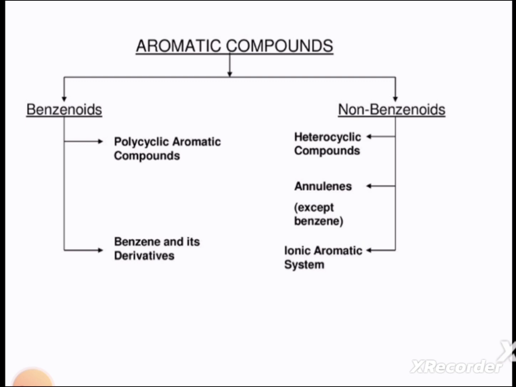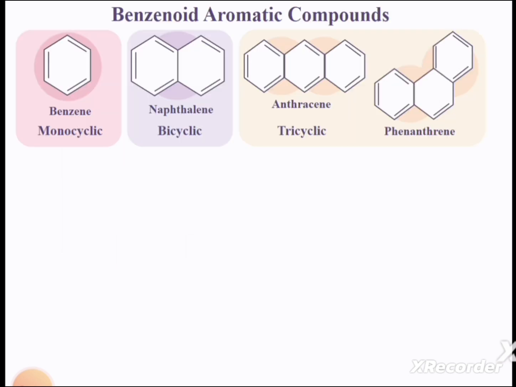Let us discuss all types of aromatic compounds one by one. First, benzenoid aromatic compounds. Benzene is a monocyclic benzenoid aromatic compound. Here are naphthalene, anthracene and phenanthrene. Let us discuss the aromaticity of these benzenoid aromatic compounds. Let us check and justify whether these are aromatic or not.